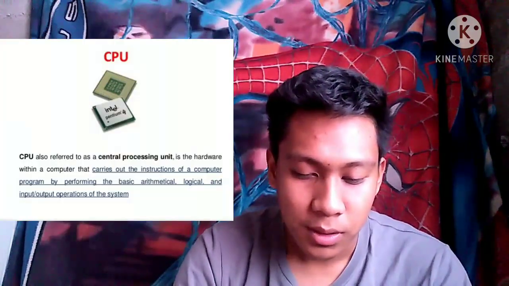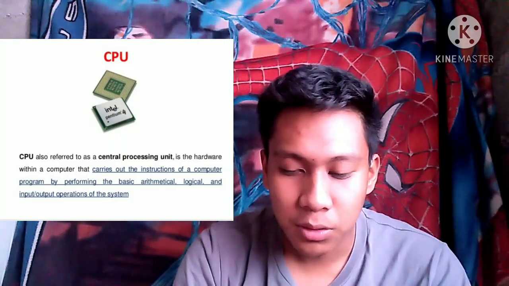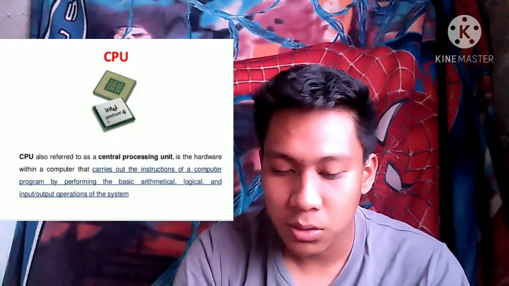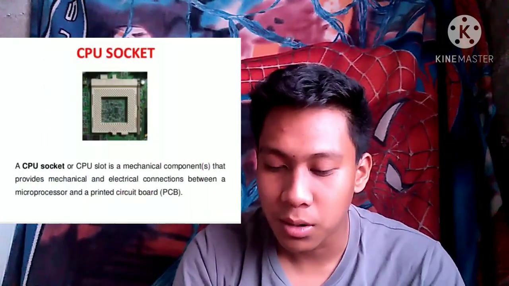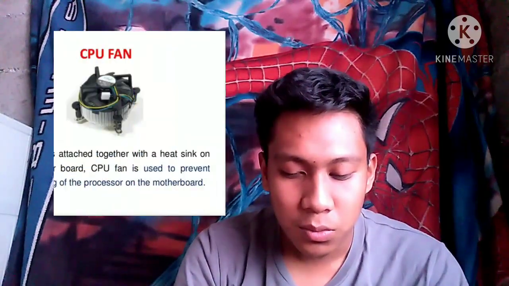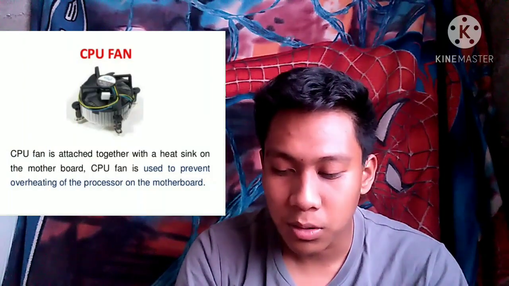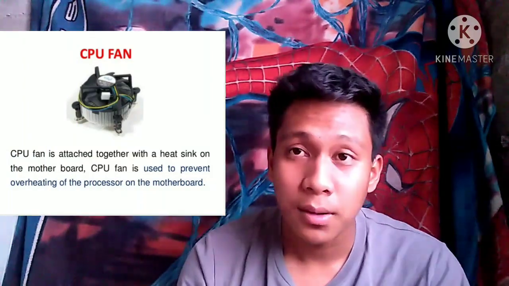CPU. CPU also referred to as a central processing unit. Next, CPU socket. A CPU socket, CPU slot is a mechanical component. Next, CPU fan. A CPU fan is used to prevent overheating.